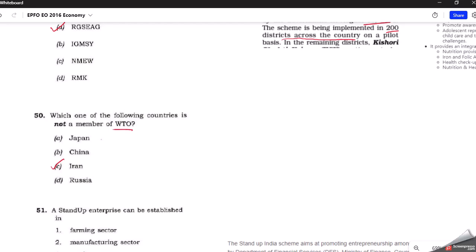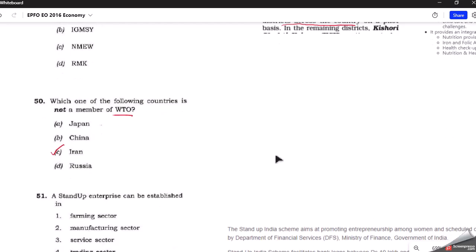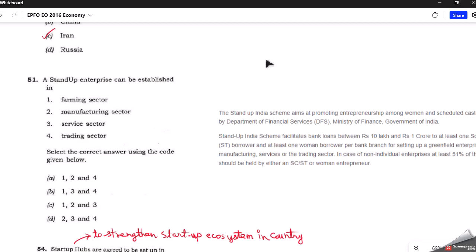So major bodies regarding economy or trade related bodies we have to prepare for this examination. The next question is, a stand-up enterprise can be established in. Now these schemes were launched at that time in 2015-16 by the Government of India: Stand-up enterprise, Startup India, and all those things. So here, except the farming sector, it can be established in manufacturing, service, and trading sector. So 2, 3, 4 is the correct answer here.